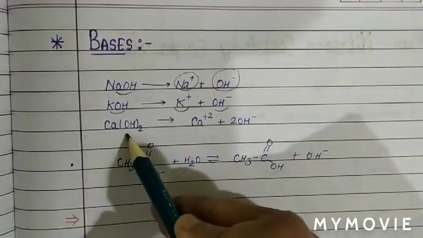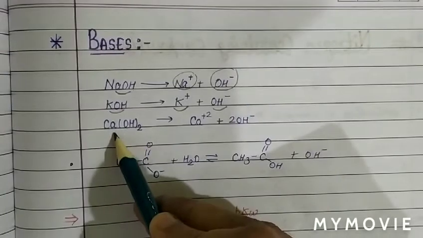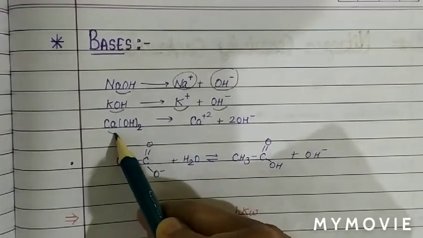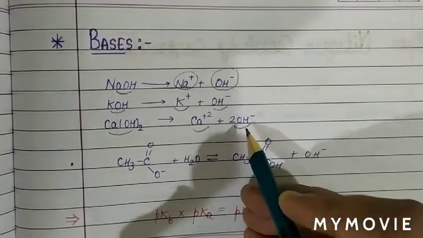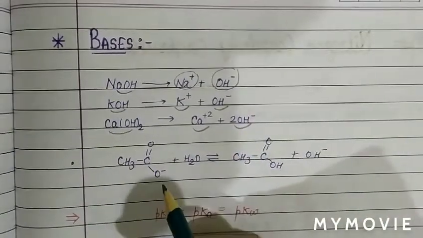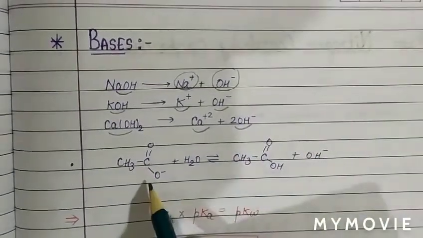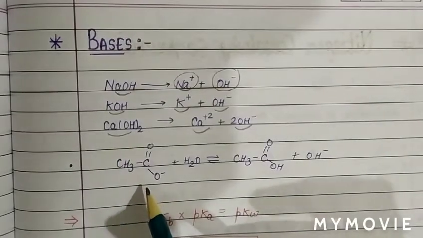Now see the case of calcium hydroxide. Calcium hydroxide will dissociate into calcium 2+ ion and 2 OH- ions. Now we see the equilibrium constant relation for a base.